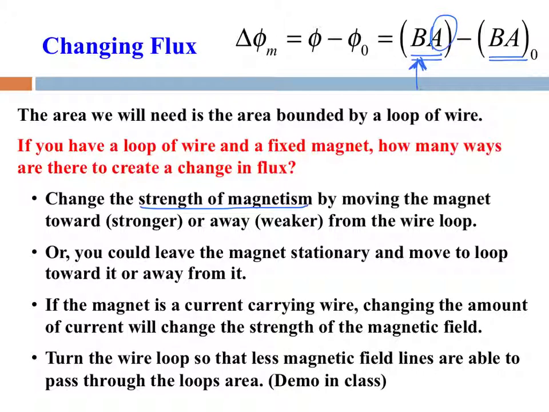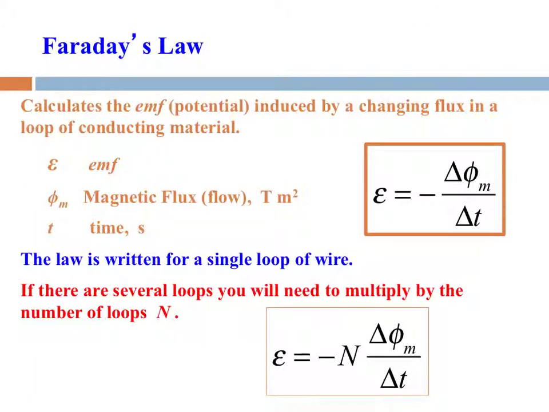And by that, you're going to see if you turn a wire loop so that less magnetic field is able to pass through it, then you're changing the area, therefore changing the flux. Now here is Faraday's law. This calculates the EMF, or the potential, that is induced by a changing flux in a loop of conducting material. Again, here you have your flux variable. Our sigma means EMF. And this law is written for a single loop of wire. So if you have multiple loops, you need to multiply this by the number of loops involved.